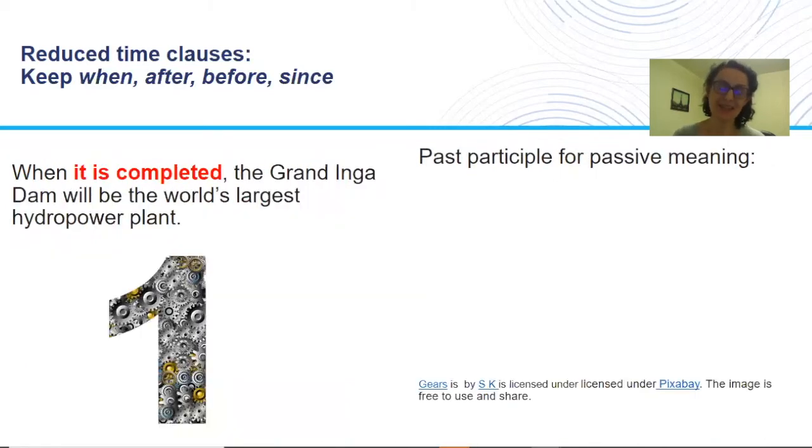Our second example contains a time clause where the main verb is in passive form. So we simply can keep when, after, before, and since, delete the subject, and delete the be verb.